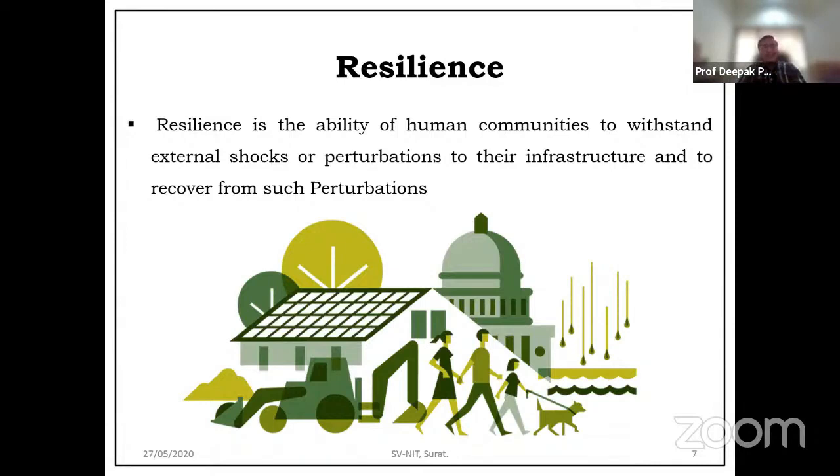So here, let us see resilience is the ability of human communities to withstand external shocks or perturbations to their infrastructure and to recover from such perturbations. Perturbations means any difficulty when you lose your normal performance. That is called perturbation.